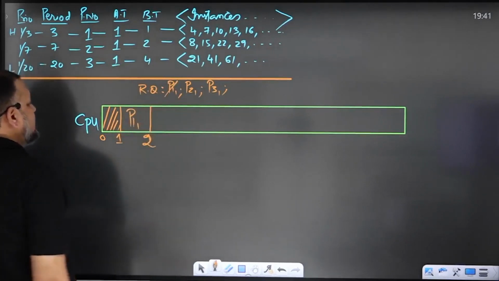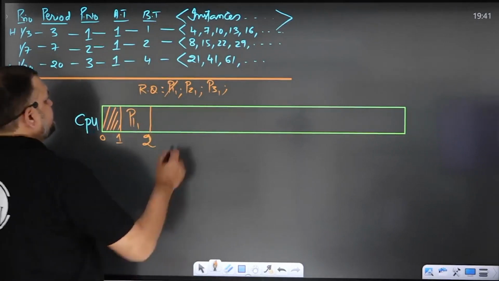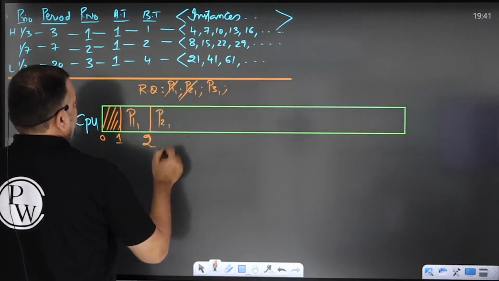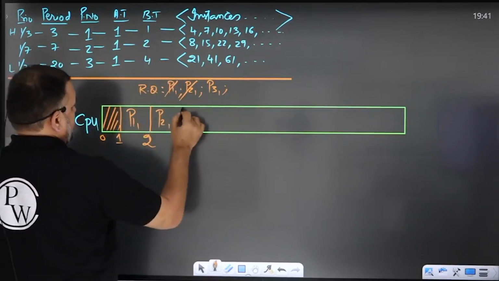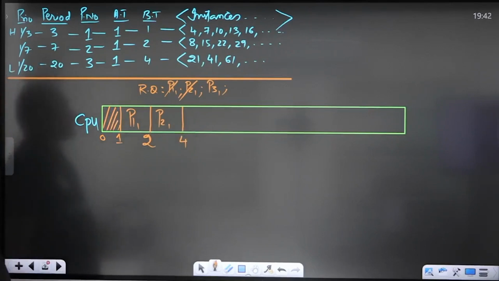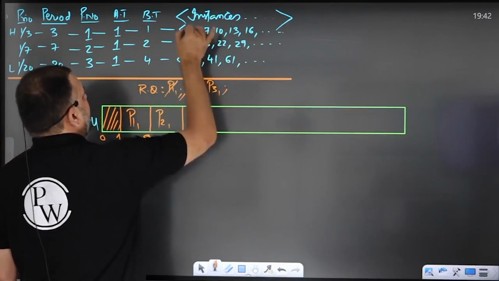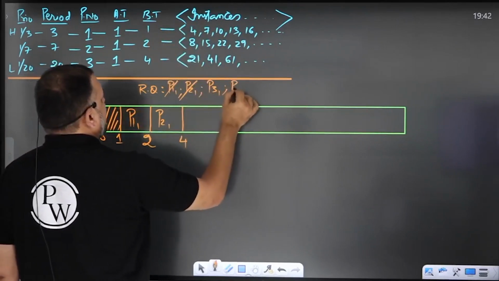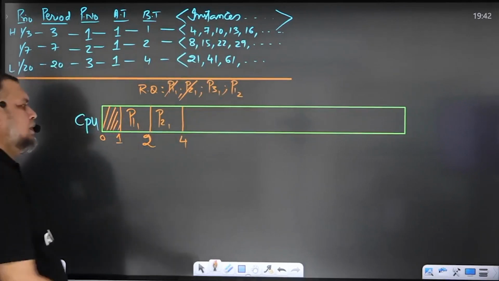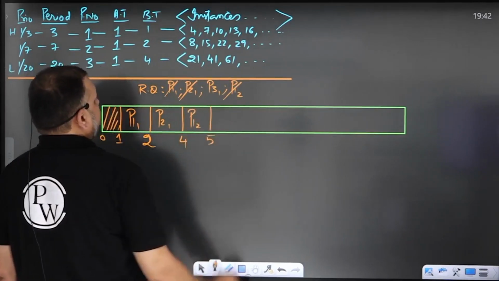That means at 2 it completes. Now who will run? P2 and P3, the highest priority is P2. So P2 first instance is going to run. P2 needs 2 units of time. Can it run for all the 2 units? Yes, it can run 2 to 4. P3 is lowest priority. Now at time 4, observe, P3 was about to take the charge, but suddenly at time 4, P1 second instance comes. And that is higher priority, so it is going to take the charge. P1 second instance runs and at 5 it completes.